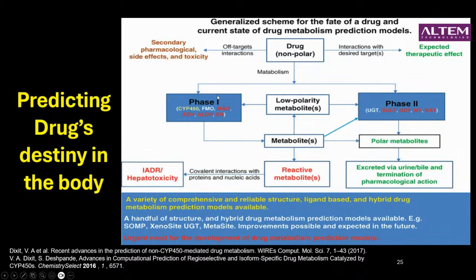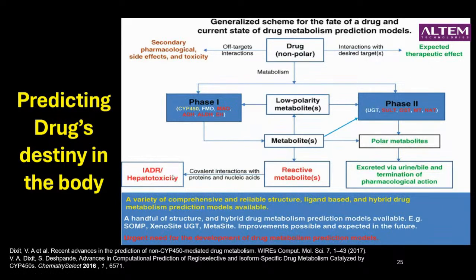Mostly this metabolism is phase 1 and phase 2. If the metabolites are polar, they are easily excreted out of the body and there is no side effect. But every now and then these metabolites undergo another round of metabolism. As long as these metabolites are still lower polarity, they may undergo conversion into reactive metabolites that will precipitate toxicity.